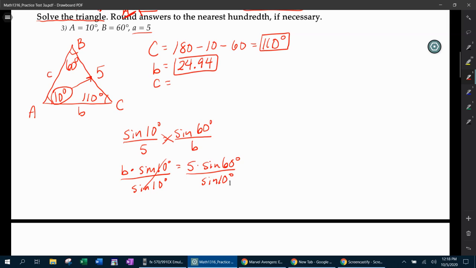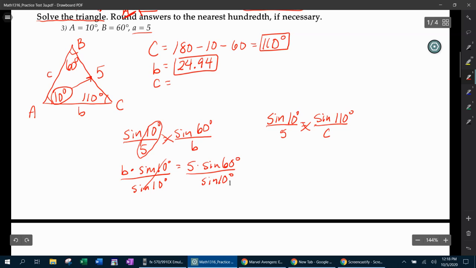And lastly, for c, now we know little a and little b. We cannot use Pythagorean theorem because this is not a right triangle. And so we're going to have to set up the law of sines again. And let me just say, it's good to recycle. Now, what I mean by that, these numbers here, the 10 and the 5, I'm going to recycle them. I'm looking for little c, so I need big C. And then we're going to cross multiply and divide.